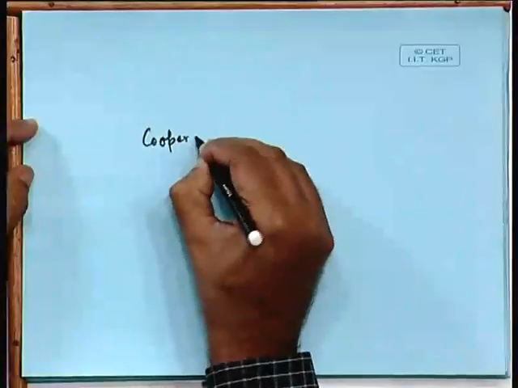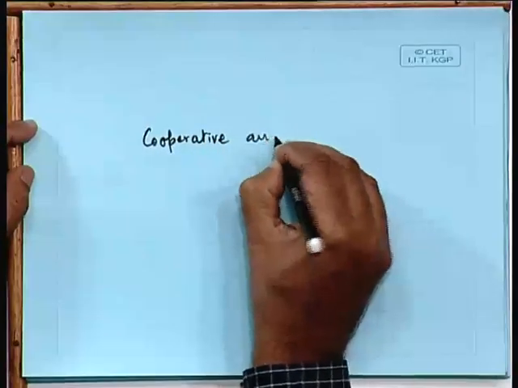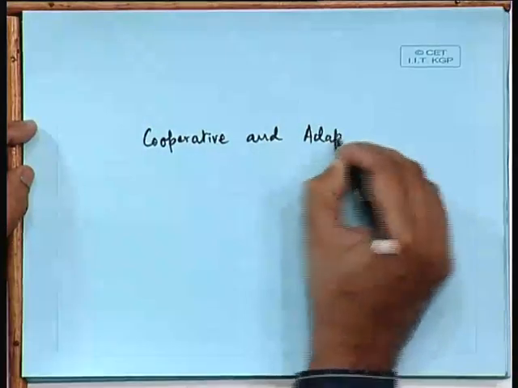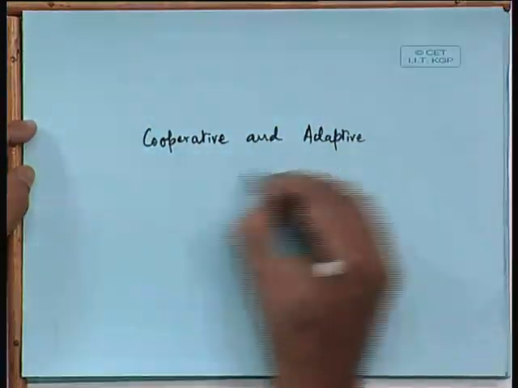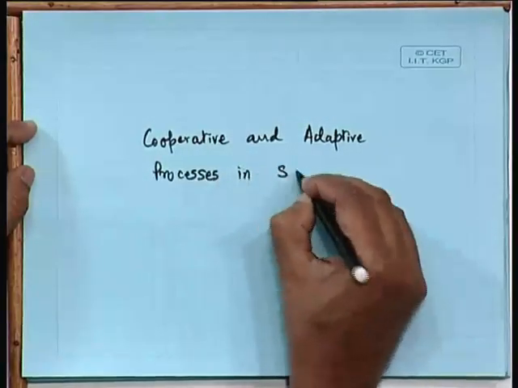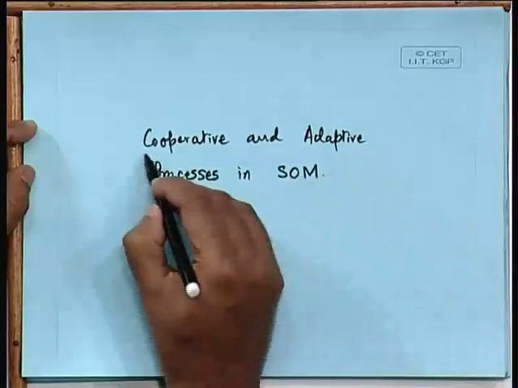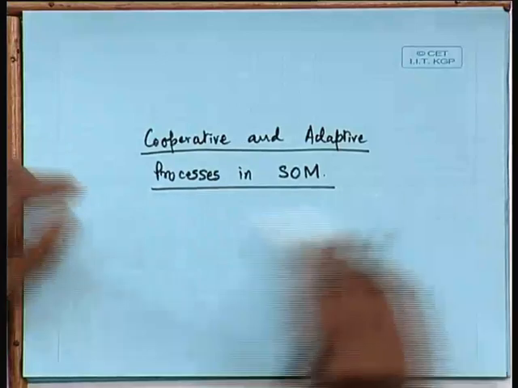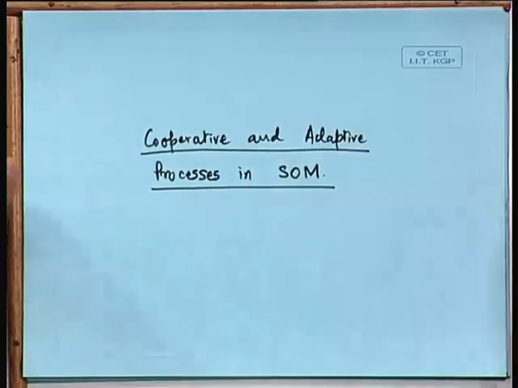So today's lecture is on the cooperative and adaptive processes in self-organizing maps. In the last class, we were discussing some of the essential steps that one has to follow in self-organizing maps. And the first one that we discussed in the last class itself is the competition.